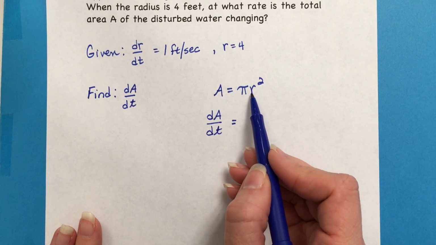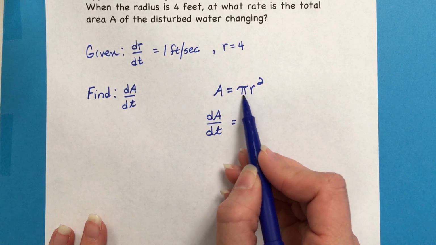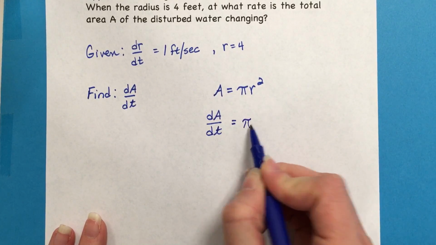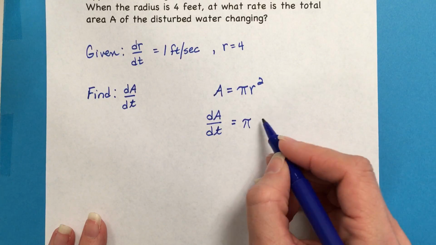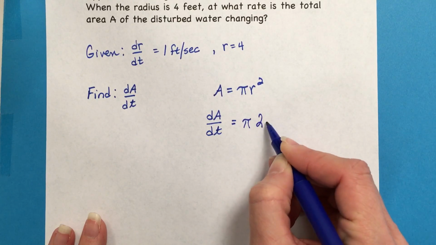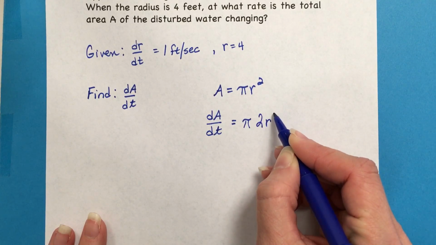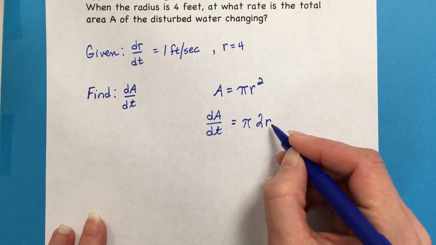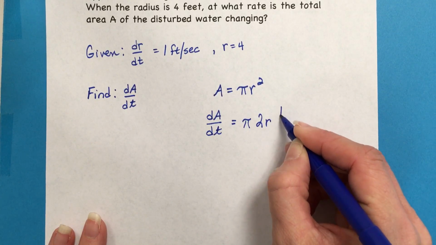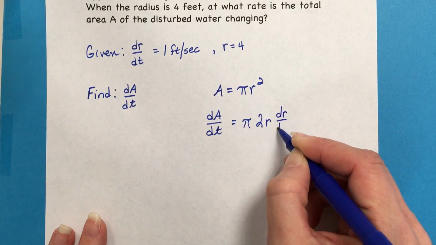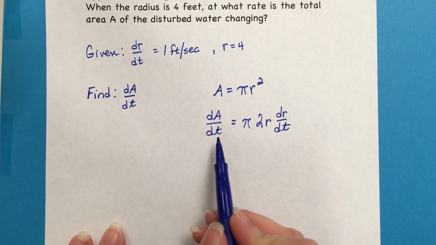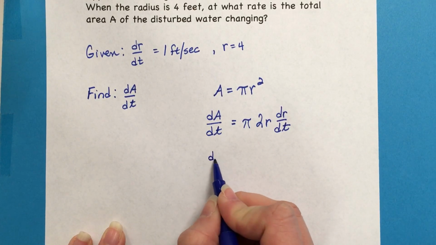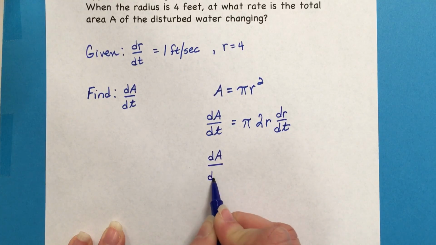Now, pi is just a number, so that's just a constant multiple. We're going to use our power rule on our r squared. So that would be 2 times r, to 1 less power, that would drop to the first power, but you're taking the derivative of an r with respect to time, so times dr/dt. Okay, so now let's substitute in what we know. Of course, we're trying to find dA/dt, so that's already on one side by itself for us.